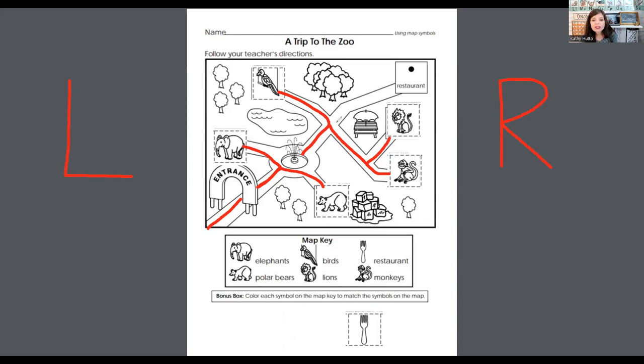Okay, we're going to go back to the path, and we're just going to go straight, right to the restaurant. I'll glue the fork right there. It's time for a lunch break.